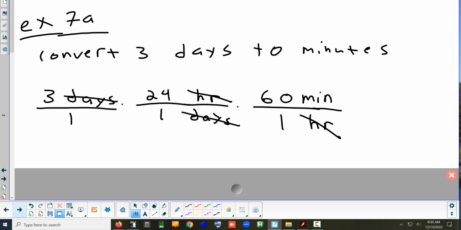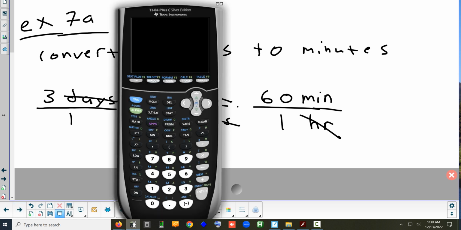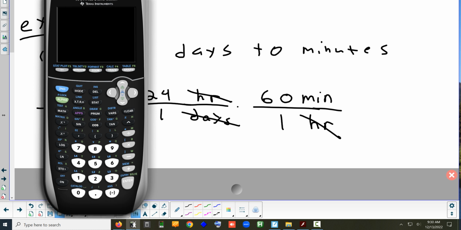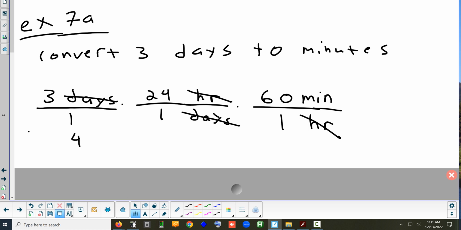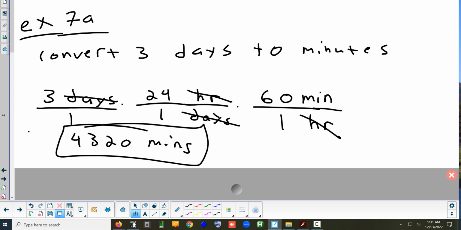And now you multiply straight across the top and the bottom. The bottom doesn't matter in this case because it's all ones. So we just go straight across the top. 3 times 24 times 60. 24 times 60. 4,320. And that is minutes. Any questions?